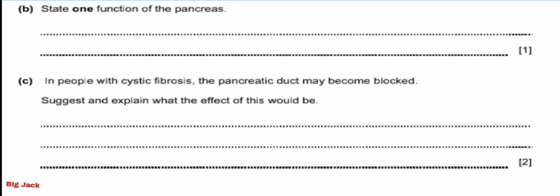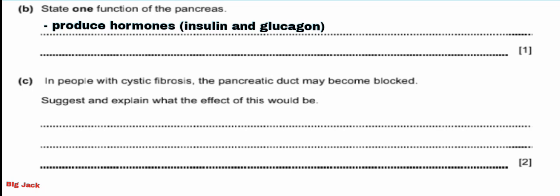Now these hormones include insulin and glucagon, so production of the hormone, then we can say insulin or glucagon. Apart from the production of the hormones, it also secretes what we call the pancreatic juice. So the pancreas has two functions. Those are the functions. You can just choose one, because here we are having one mark.